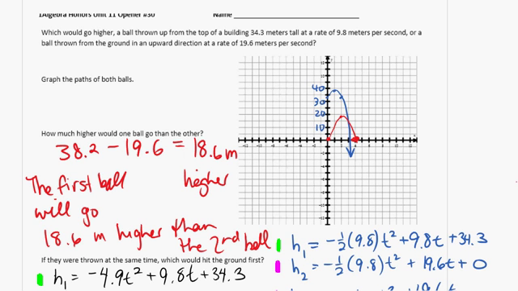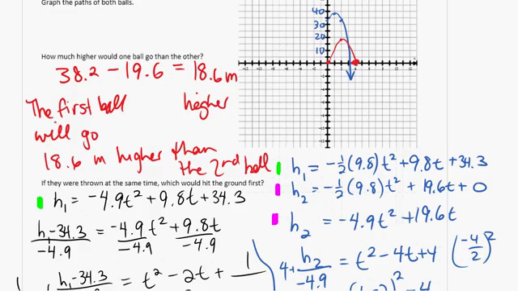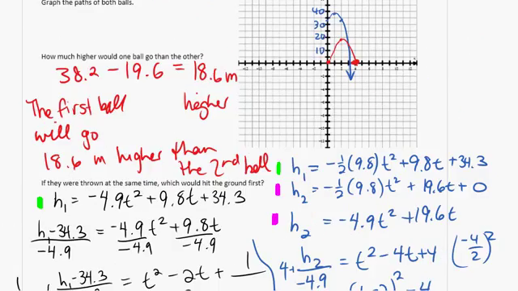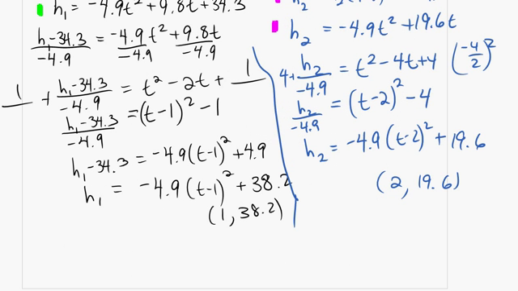They're thrown at the same time. Which one hits the ground first? Well, my picture could be really bad here. So let's find out when they each hit the ground. I already know when the second one hits the ground. It's at 4. When does the first one hit the ground? So when h1 is 0, what is t? Let's find out.